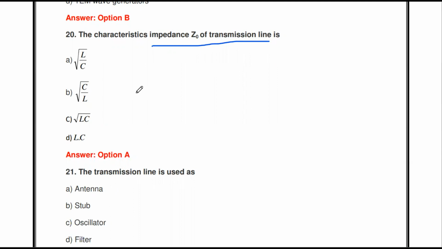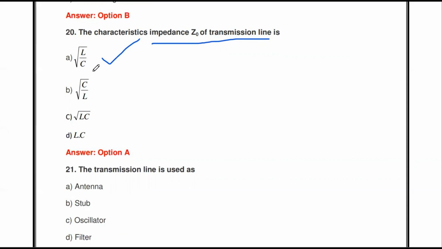You already studied these questions in transmission lines and waveguides. The characteristic impedance of the transmission line is square root of L by C, square root of C by L, square root of L into C, or L into C. The Z naught formula is the square root of L divided by C, the ratio of inductance divided by capacitance.